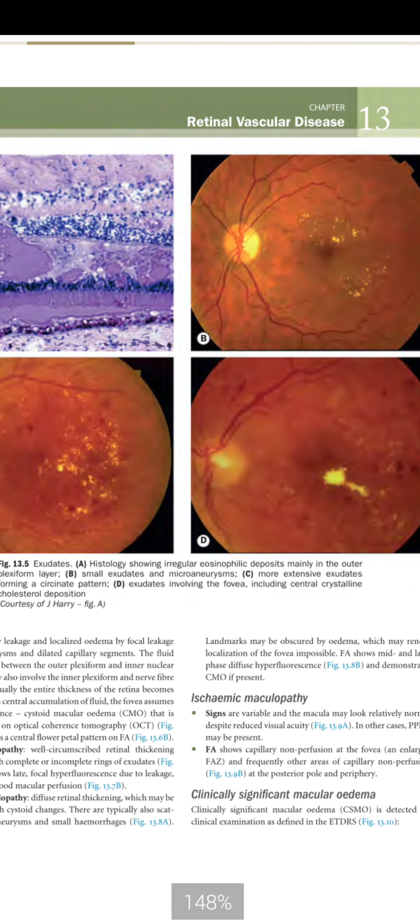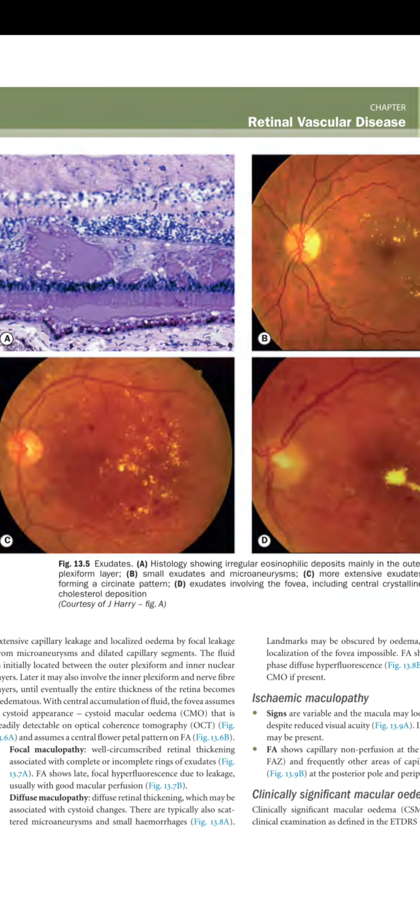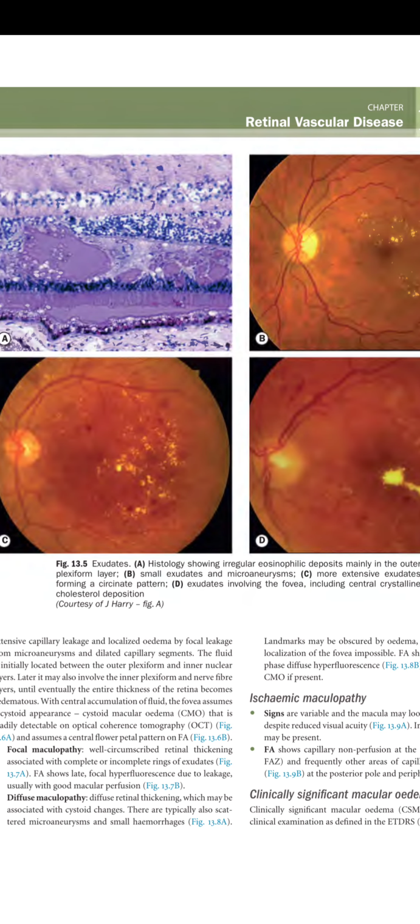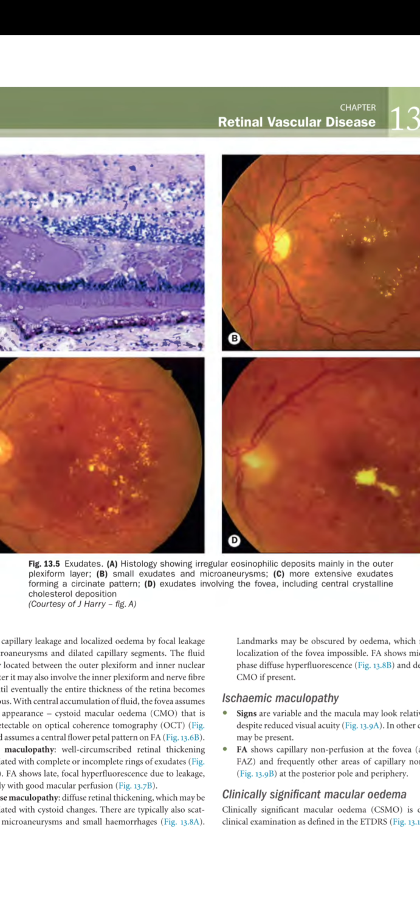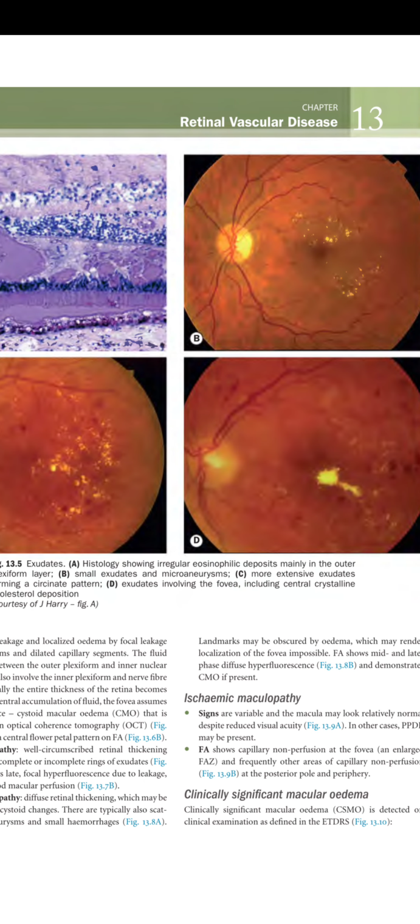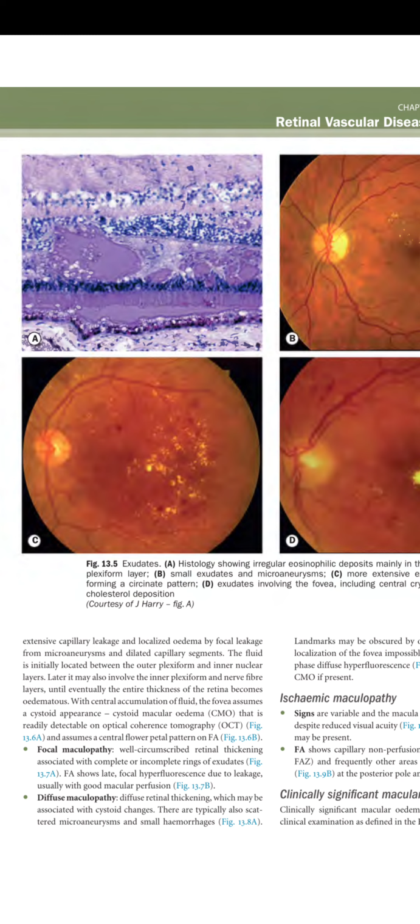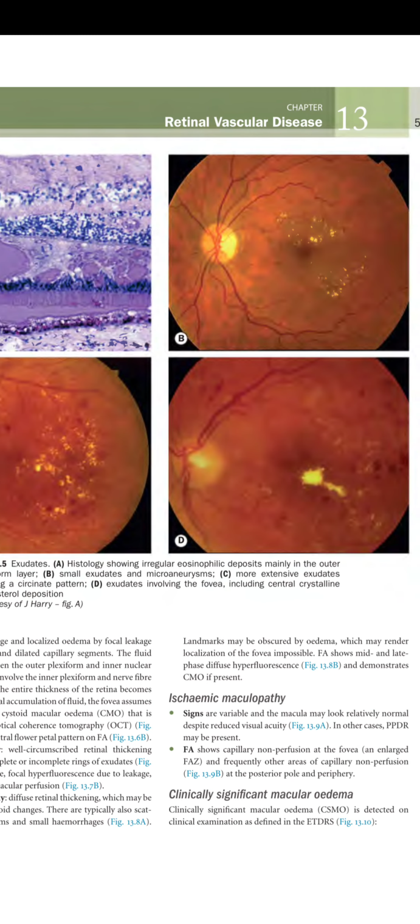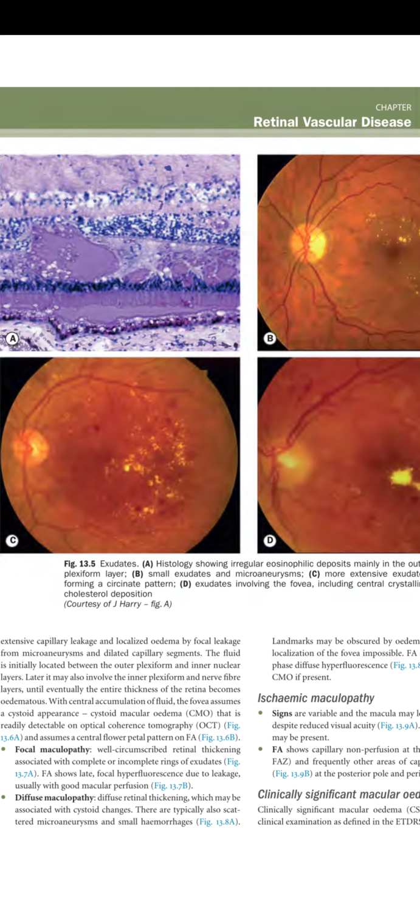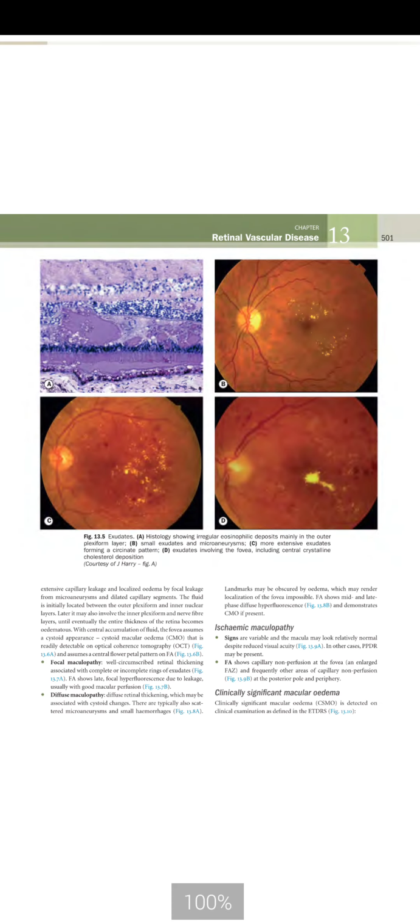So this is an exudate. A is showing histology with irregular eosinophilic deposit mainly in the outer plexiform layer. B is showing small exudates and microaneurysms. So these are the exudates. And C is showing more extensive exudates forming a circinate pattern. D is showing exudate involving the fovea, including central crystalline cholesterol deposition.